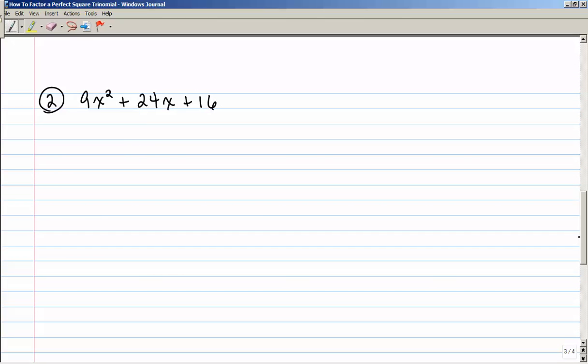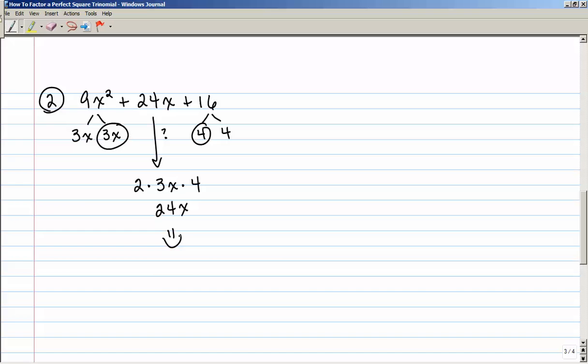Let's take a look at our second example, 9x squared plus 24x plus 16. So let's see if this is a perfect square trinomial. My first term is indeed a perfect square. It's 3x times 3x. My last term is also a perfect square. 16 is 4 times 4. Now, is my middle term a 2, because there's always a 2, times my first term times my last term? And 2 times 3 is 6 times 4 is 24 times x. Indeed it is 24x. So yes, this is a perfect square trinomial.